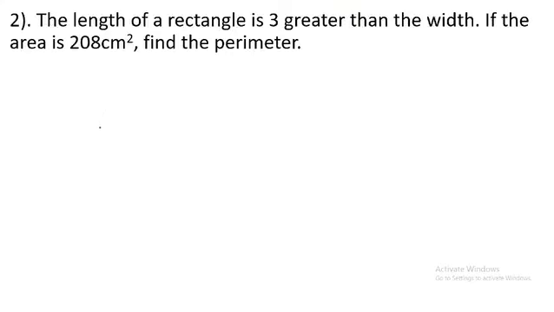Okay, let's solve another question. Question number 2. The length of a rectangle is 3 greater than the width. If the area is 208 centimeters square, find the perimeter. Okay, in this question we should be conversant with the length of a rectangle. We should be conversant with how to solve the area of a rectangle and also the perimeter of a rectangle.